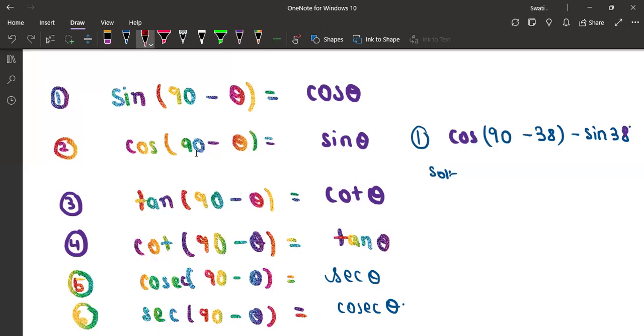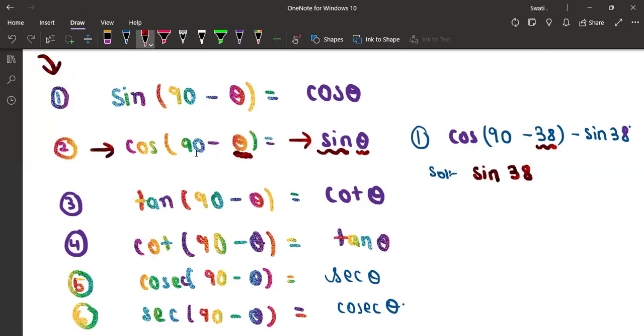What is the formula of cos 90 minus theta? Check from the formula list and tell me what is cos 90 minus theta. Yeah, so cos 90 minus theta is becoming sine theta, right? Theta is this angle only. So using this formula, this will also become sine, and at the place of theta you have 38. So this will become sine 38.